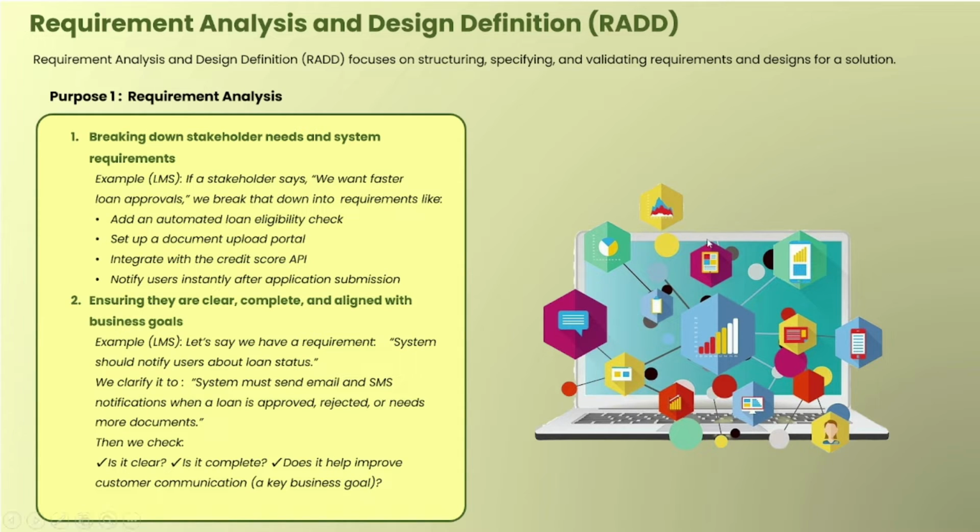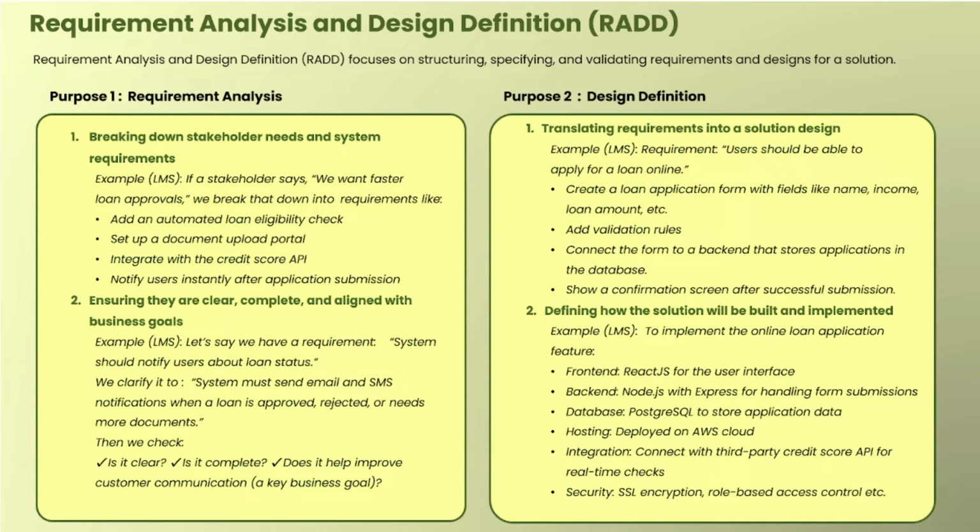And the next purpose is design definition. Here we are translating requirements into a solution design. In short, this means that we take the finalized requirements and start shaping them into an actual solution. It's like sketching out how the system will work based on what is needed. Basically what we are doing here is turning what it should do into how it will do. So this is the basic thing, that is translating requirements into solution design.